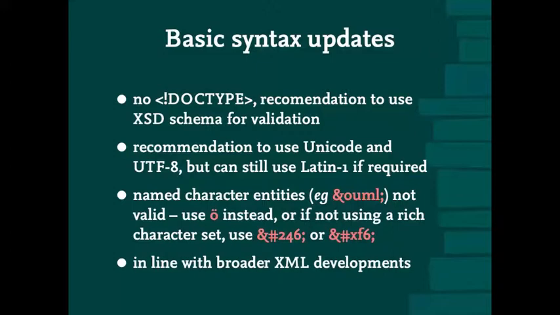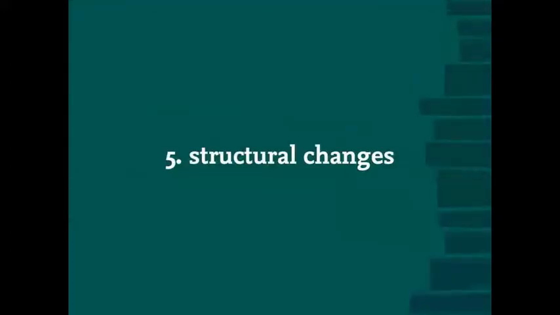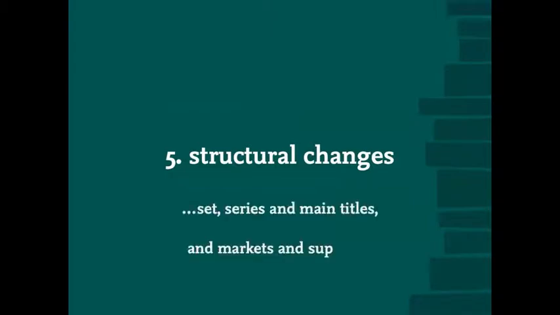Okay, so the fifth type of change, structural changes. And there are actually 2 of these. This is the 2 from that Ishihara test. There are 2 sorts of tricky changes. The first is around sets and series and main titles, and the second tricky change is around markets and suppliers. Let's tackle sets, series, and main titles first.